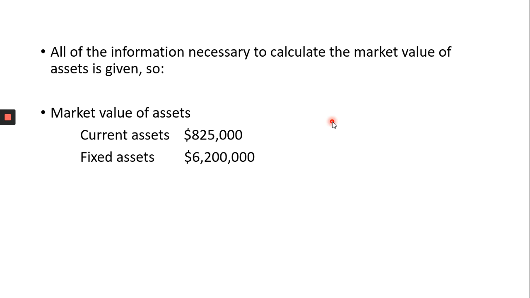The question says they can sell all the current asset at $825,000, so that is our current asset. Our fixed asset is 6.2 million, because the question says they can sell all those machineries, which is the fixed asset, at $6.2 million to another company today. That's the market value of the fixed asset. If you add them together, you will get a total asset of $7,025,000.